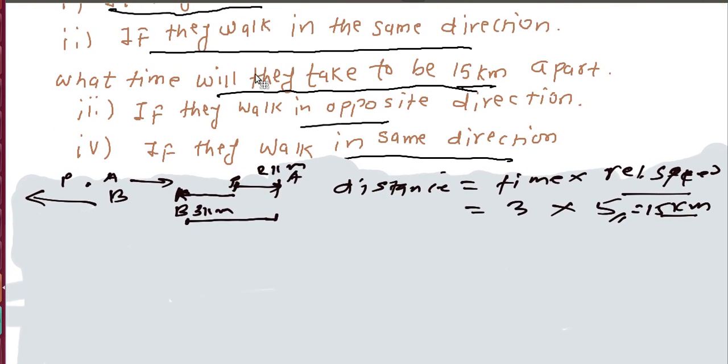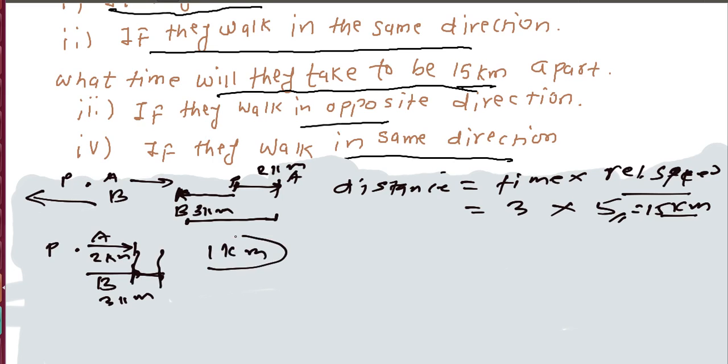Now the second question says if they walk in the same direction, that means if they both walk in this direction, this is P, this is A, and this is B. In 1 hour A will be 2 kilometers from P and B will be 3 kilometers from P, right? So the distance between them will be this, that is 1 kilometer. In 1 hour they will be 1 kilometer apart because they are traveling in the same direction. The speeds are getting subtracted. So in 3 hours they will be 3 kilometers apart.